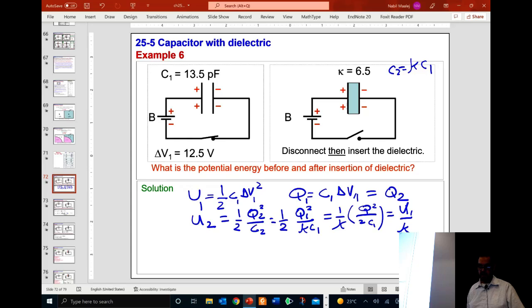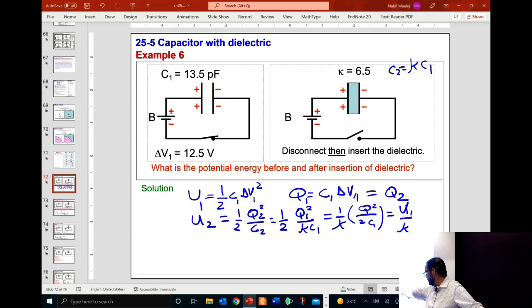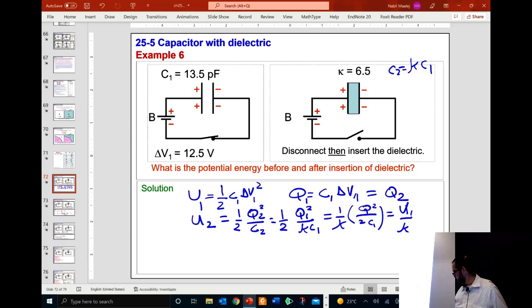So notice that when we put the dielectric, the potential energy is actually less. In the previous case, it was equal to, we will see the numbers. In the second case, it's divided by kappa. So we have less energy storage in this case. So let's look at the numbers.